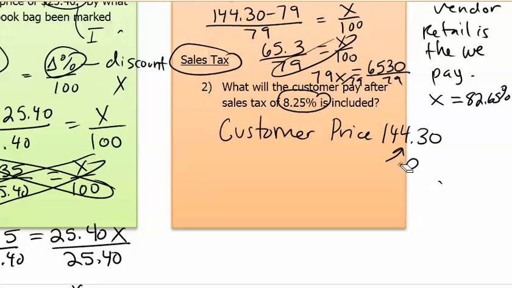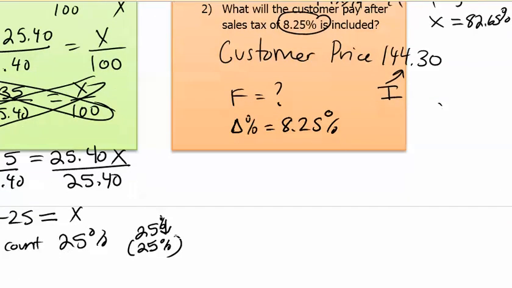So remember we call the initial, not O, sorry, I'm going to use the I because I don't want you to get it confused with 0. So that's the initial price. The final price is what we're missing. We know the percent change to be 8.25%. Okay, so let's set up our proportion.